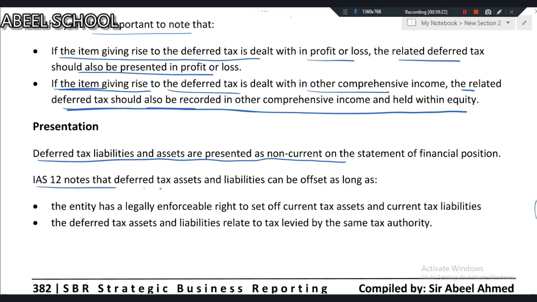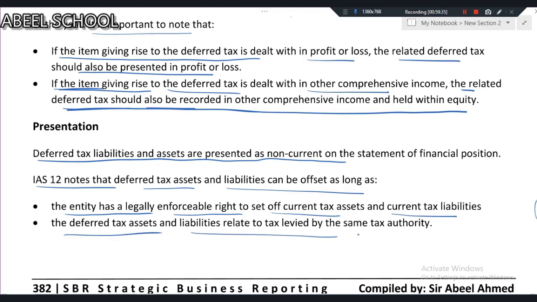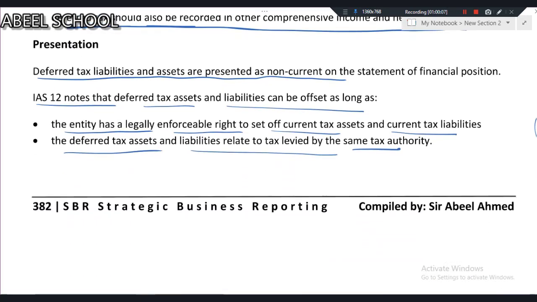IAS 12 notes that deferred tax assets and liabilities can be offset as long as the entity has a legally enforceable right to set off current tax assets and current tax liabilities, and the deferred tax liabilities relate to tax levied by the same tax authority. Obviously, you can net off the deferred tax assets and liabilities provided that they are arising from the same taxation authority. Only then can you net off, otherwise you cannot. So I hope you have understood. Net off is allowed when your deferred tax assets and liabilities relate to the same tax authorities.